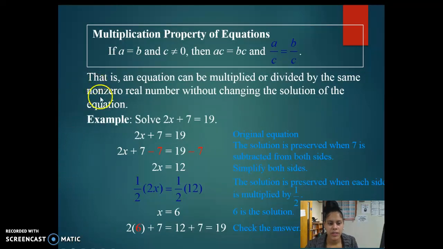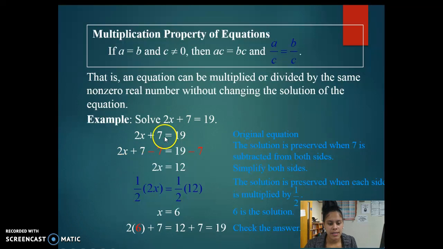Multiplication property of equation. If A is equal to B and C is not equal to 0, then AC and BC, and A over C and B over C are equal to each other. That is, an equation can be multiplied or divided by the same non-zero real number without changing the solution of the equation. For example, 2x plus 7 is equal to 19.